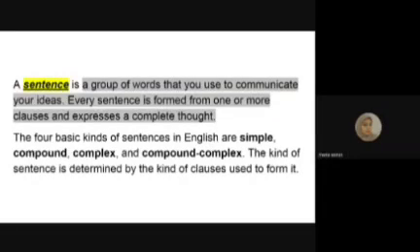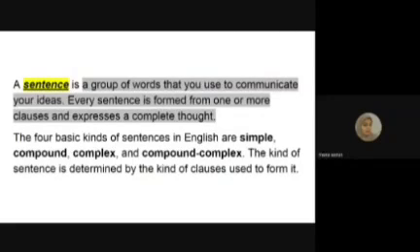So according to the kind of the sentence that we are going to review later on, the four basic kinds of sentences in English are simple sentences, compound sentences, complex sentences, and compound-complex sentences. The kind of sentence is determined by the kind of clauses used to form them. For example, if we have one independent clause only, that means it is a simple sentence. If we have two independent clauses, that means it is a compound sentence. If we have one dependent and one independent, that means it's a complex sentence, and we are going to review each one aside.